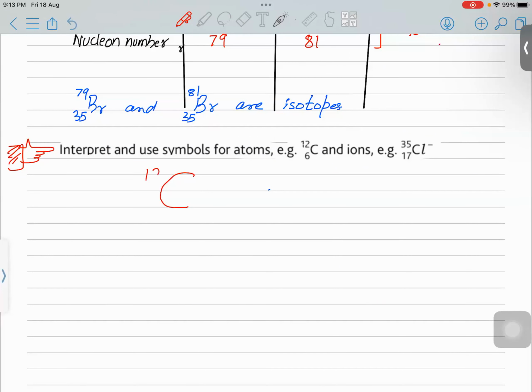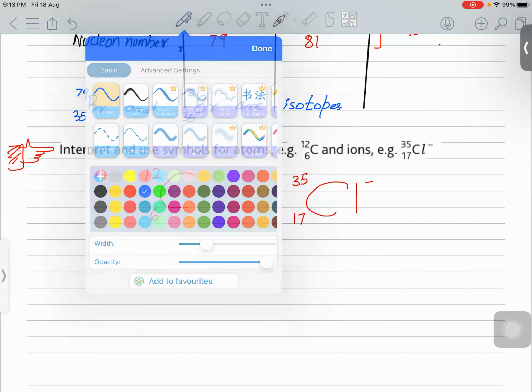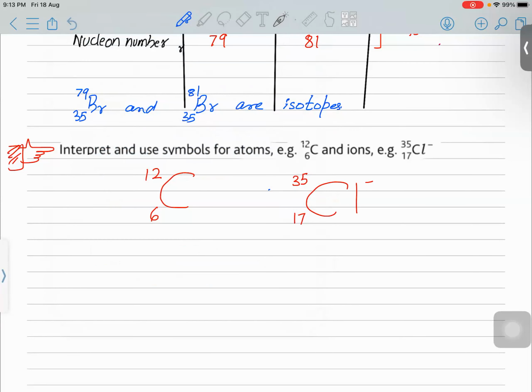Now, this is 12,6. This is chlorine 35,17 minus. Can you tell me the proton number? Which one is proton number? Sir, here it's 6 and 17. So this is the proton number.